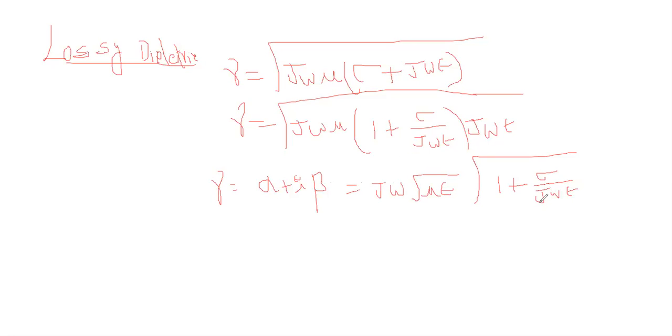Now we can write it with 1 by j in the numerator. It becomes 1 minus j function. So that is equal to j omega under root of mu epsilon, and again another root of 1 minus j, writing 1 by j as minus j here, sigma by omega epsilon. And that is alpha plus j beta.